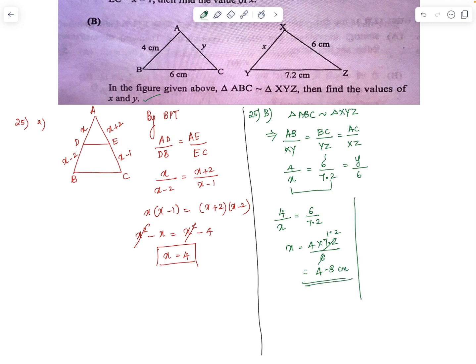For y, let's equate these two proportionalities. That is 6 upon 7.2 is equal to y upon 6. So y is equal to 6 into 6 upon 7.2, which is 36 upon 7.2. On simplifying, we get 5 centimeter.